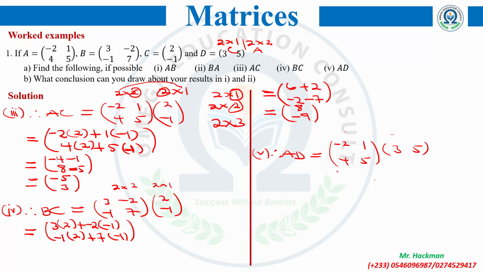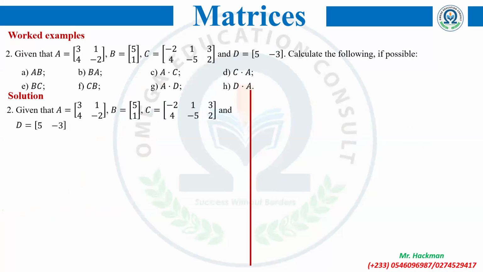Okay, then quickly, let's go and look at this one. What is the order? 2 by 2. Okay, this one, what is the order? 1 by 2. Very good. 1 row, 2 columns. So 1 by 2. Would the product be possible? No. Not possible. All correct. Yes, sir. Okay, so that means we are done with this question, basically.